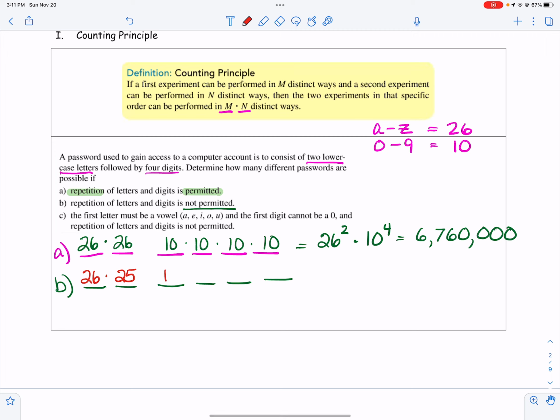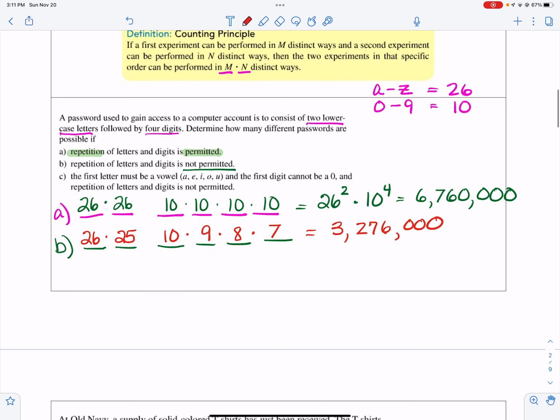And then we have 10 choices for our first digit. Once we pull out a number, then we only have 9. We take out another number, then we have 8. We take out another number, and then we have 7. And so there's really no easy way except to multiply this out. So we just multiply all those numbers across, and we're going to get 3,276,000 possible choices. So you can see it just about cuts our number in half, okay?